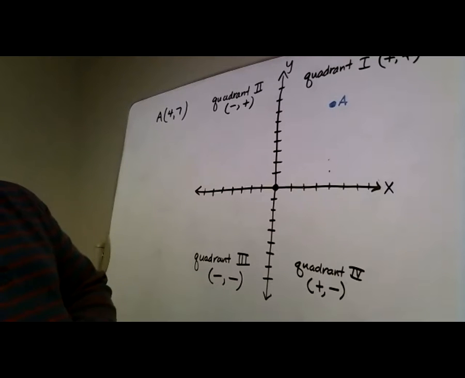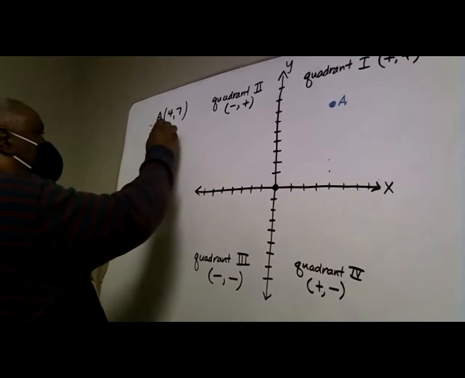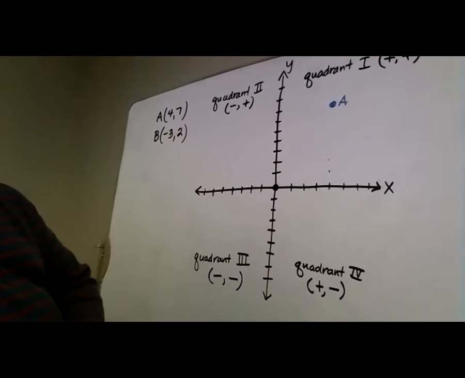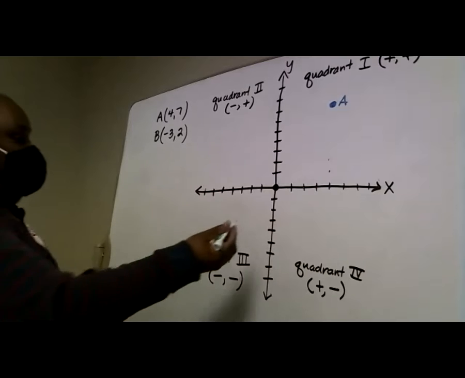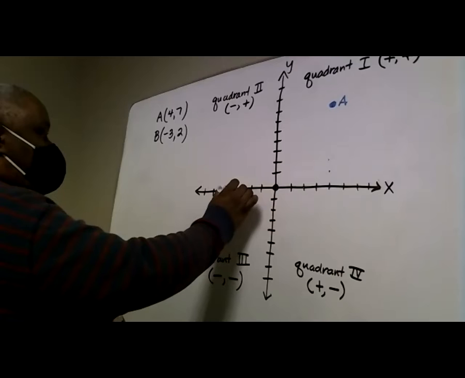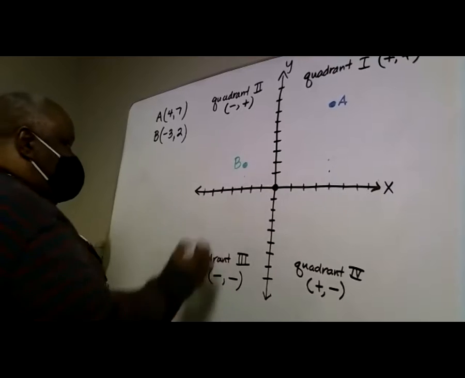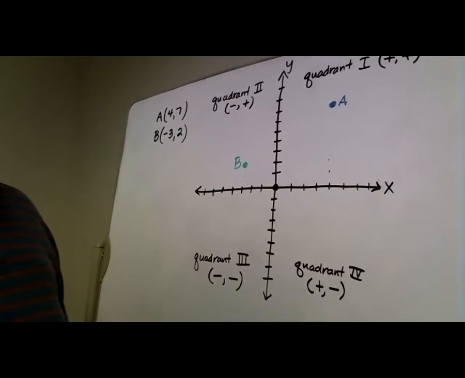And for point B, let's say we had -3, 2. If I want to plot that on the coordinate plane, I start at the origin. -3 is negative, so I go to the left 3: 1, 2, 3. And then 2 is positive, so I go up 2. Draw that point and label this as B. You can see point B is in the second quadrant, whereas point A is in the first.